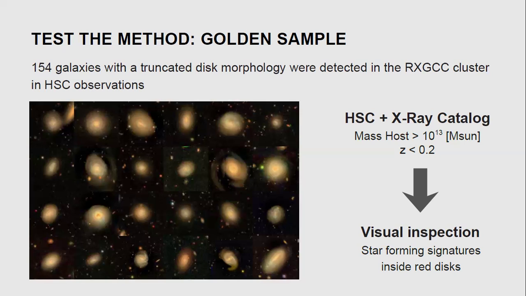And do you expect to see differences between the galaxies in clusters or outside? Definitely. We expect that the main process is ram pressure stripping, but we need to confirm what happened in the other parts of the universe. But we expect that in the cluster there are more. Yeah. Definitely.